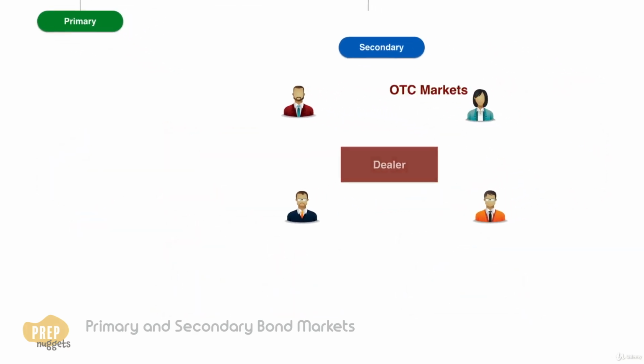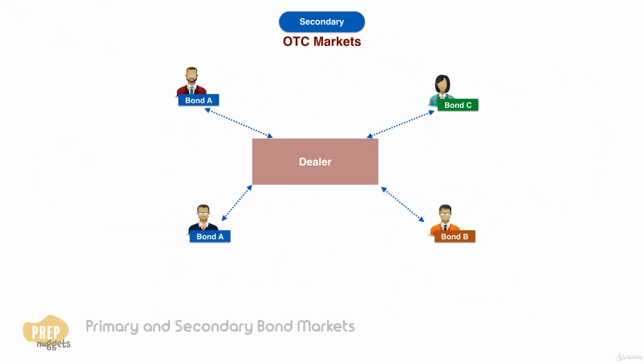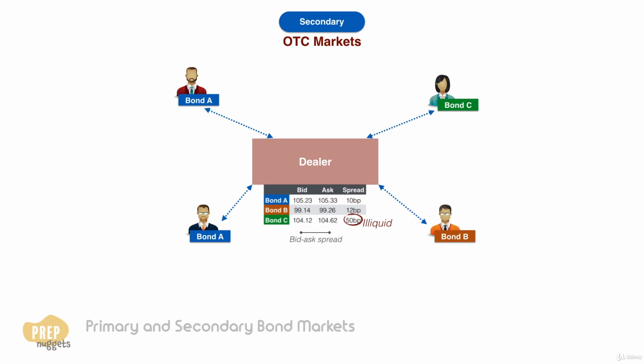In an OTC market, dealers post bid and ask prices for various bond issues. The difference between the bid and ask prices is the dealer's spread. The average bid-ask spread is often between 10 and 12 basis points, but varies according to the bond's liquidity. An illiquid bond may have a spread of 50 basis points or more.